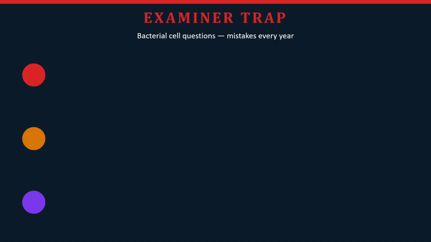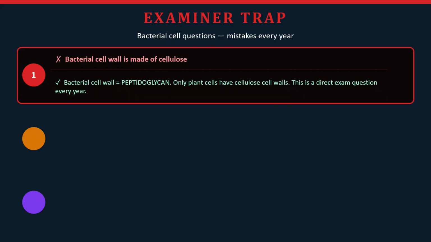Now there is an examiner trap time. Three classic mistakes that can happen in these questions. Trap number 1. Students write, the bacterial cell wall is made up of cellulose. Wrong. Cellulose is only in plant cells. The bacterial cell wall is made of peptidoglycan, a completely different substance. This comes up as a direct question in past papers. What is the bacterial cell wall made of? One word answer is peptidoglycan.